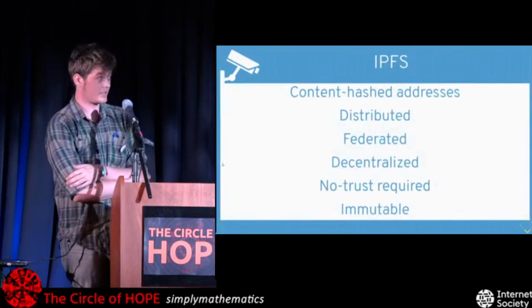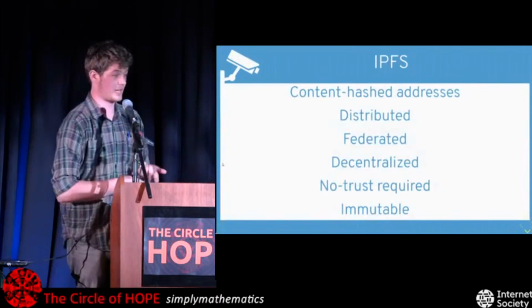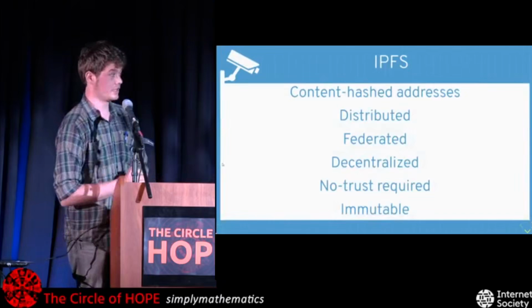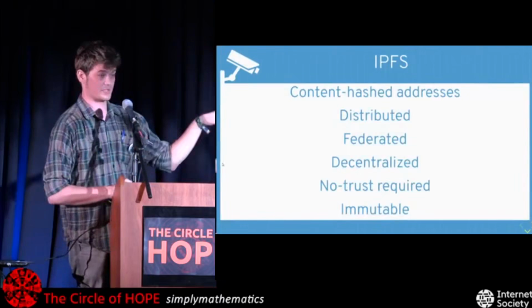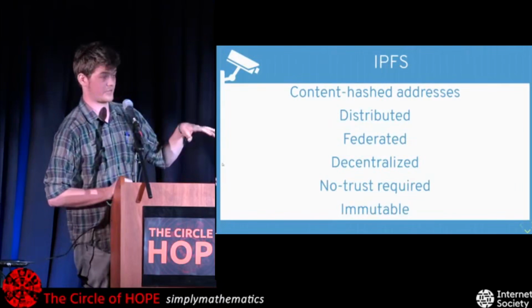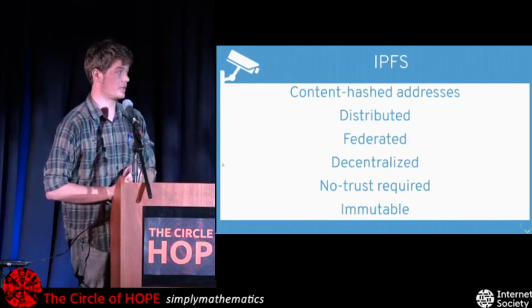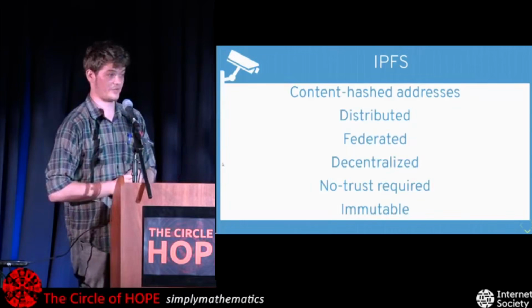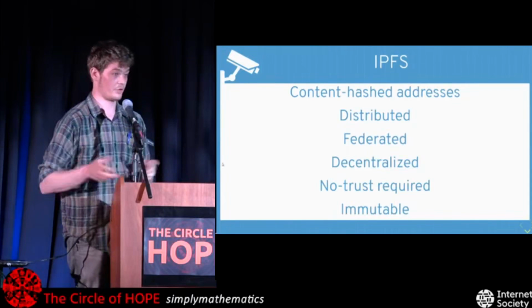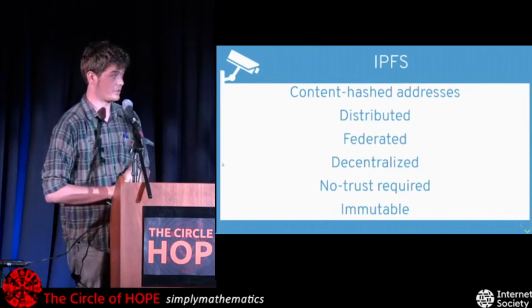IPFS, this is what we use in Turkey. As I said before, it uses content hashed addresses. So it hashes the content and then that becomes its address on the network instead of relying on a domain or an IP. It too is distributed. Anyone can run an IPFS node and the whole network will see it if you configure it that way.